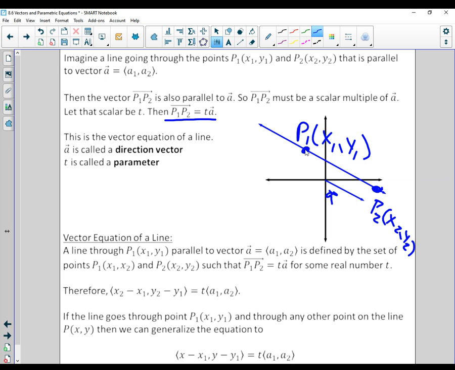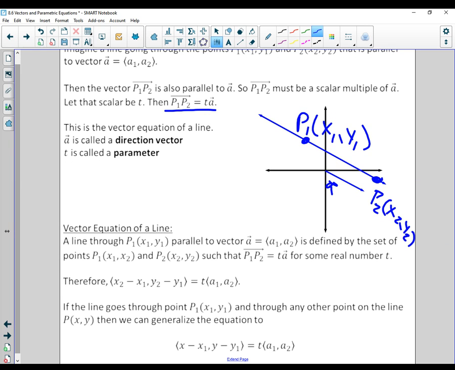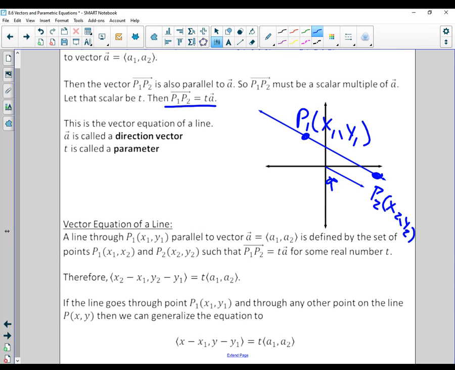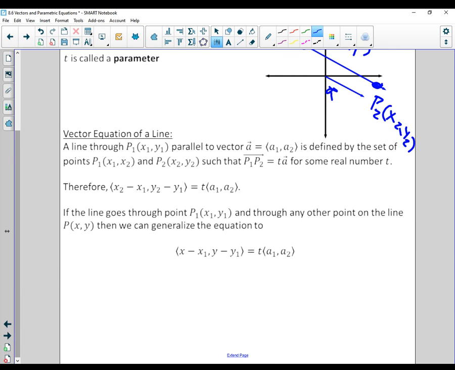What do you think that T stands for in the future? Probably time. And so this is the vector equation of a line, and A is called the direction vector, and T is called a parameter, a parametric equations parameter. This is where we want to write stuff down. I'd really focus on writing the vector equation of a line, that little thing, and then maybe both of these, right?